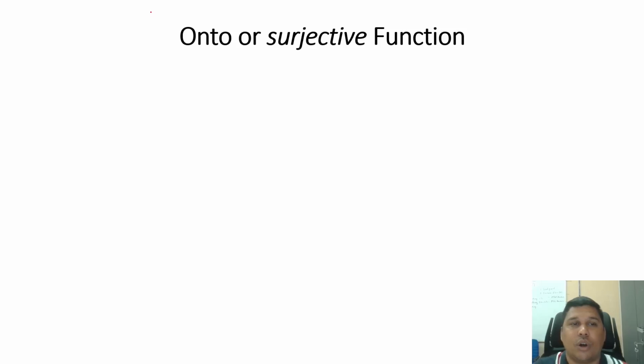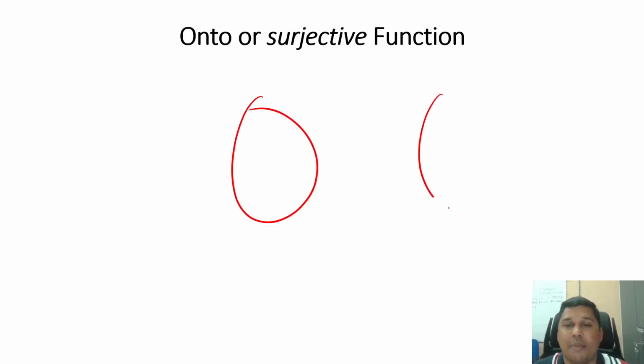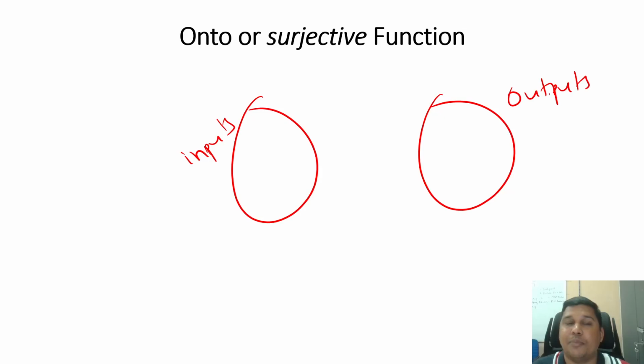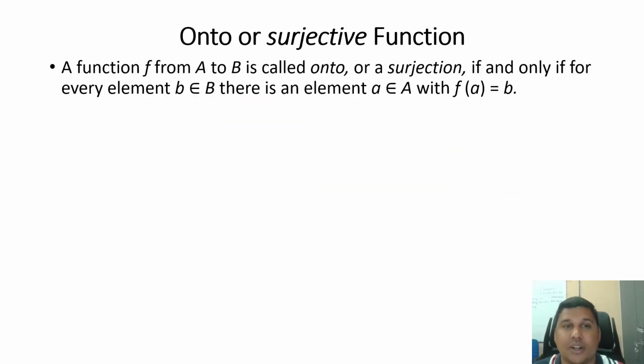Next, onto function or surjective. Here it says that when you have a program, these are the inputs, these are the outputs. In programming perspective, one-to-one says that for every input there should be only one output in the set B. But onto says that for every output, there should be some input. For every output element here, definitely there should be some input element. That is what onto is about. So if and only if for every element b, there is an element a. For every output, there should exist at least one input.